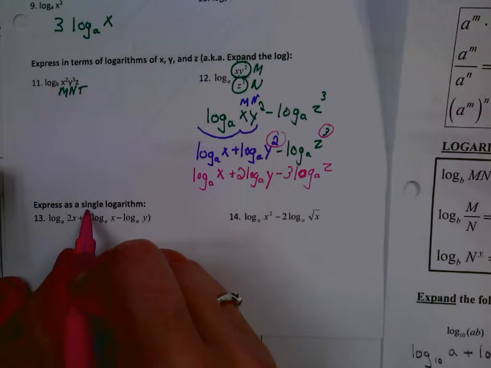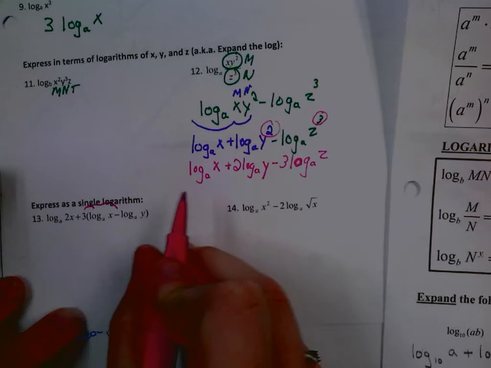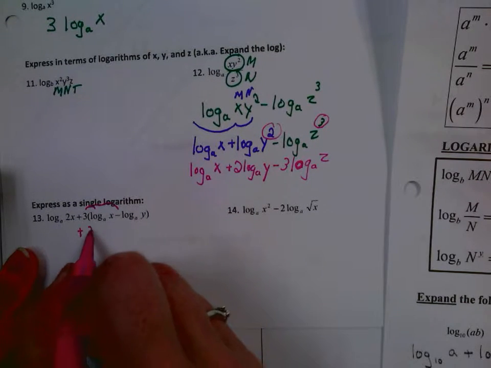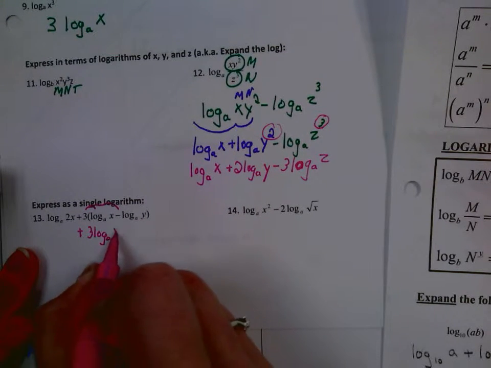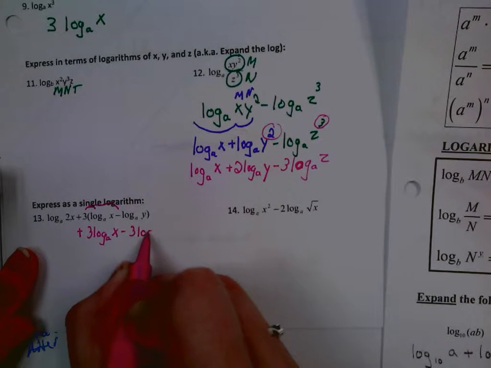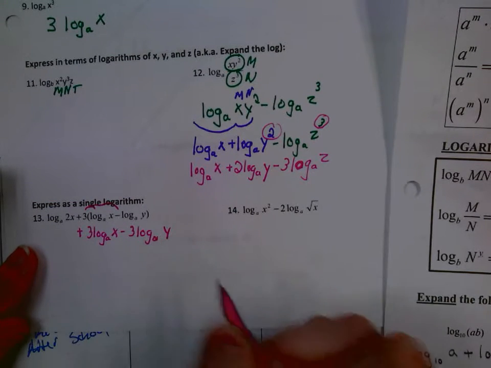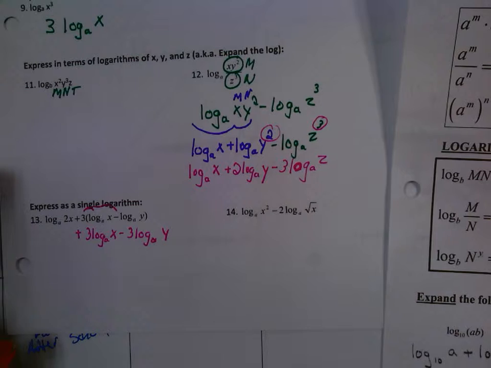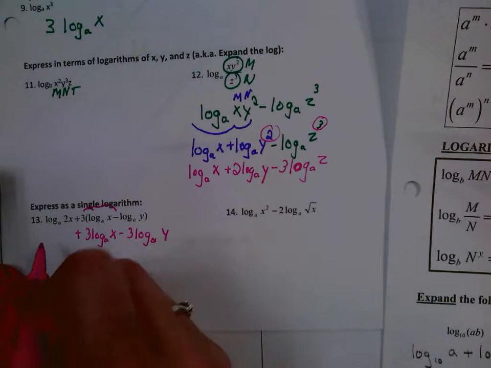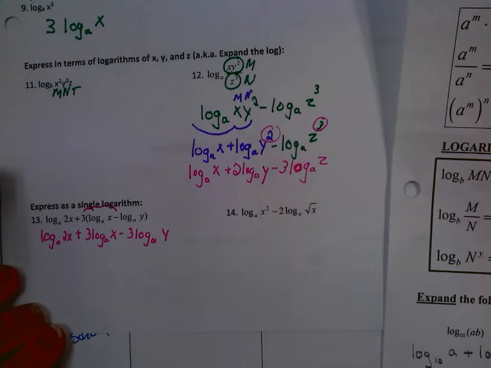So if you want to go ahead and distribute that to both of the logs, you're going to get plus 3 log a of x minus 3 log a of y. There are many different ways that you could do this problem. This is just my instinct, to distribute the 3 first. You'll have that log a of 2x still out in front.